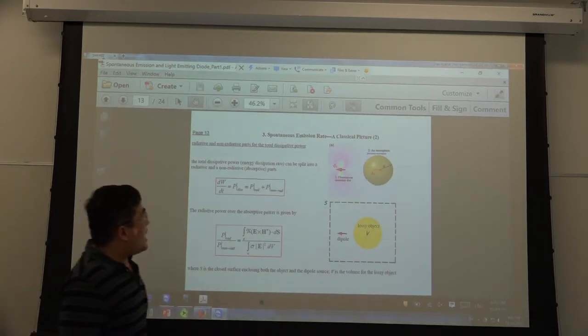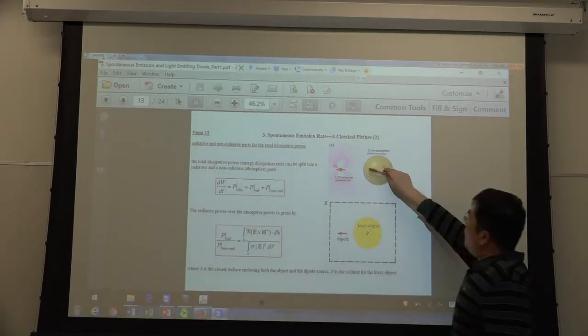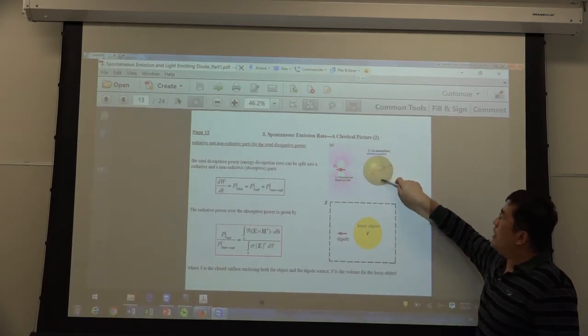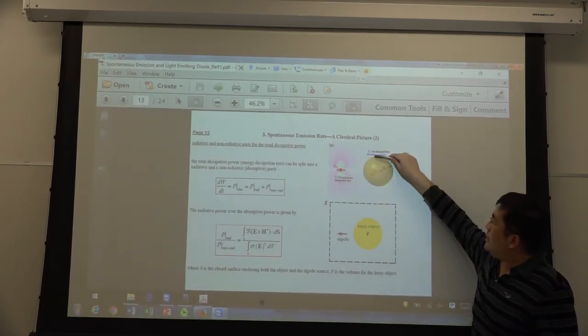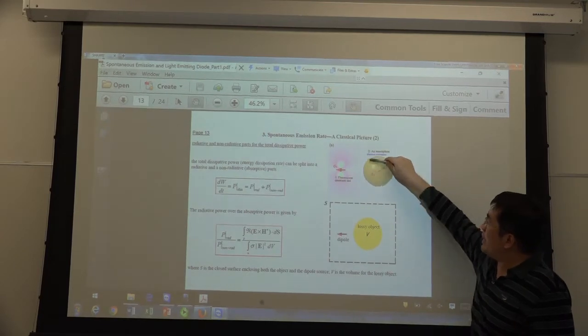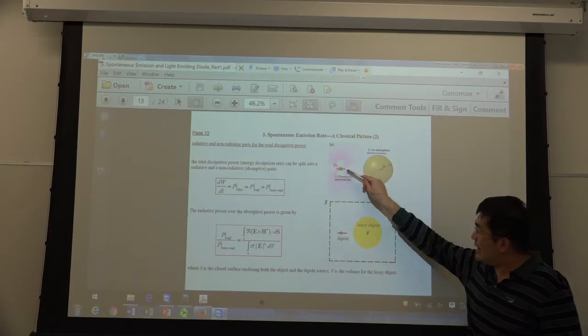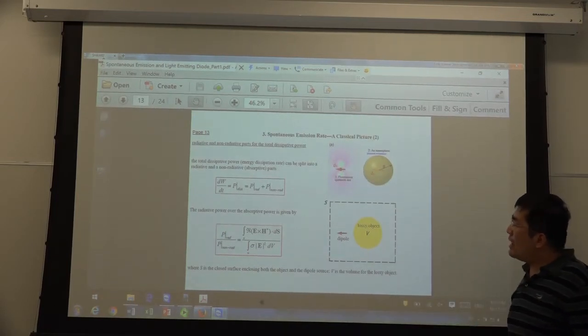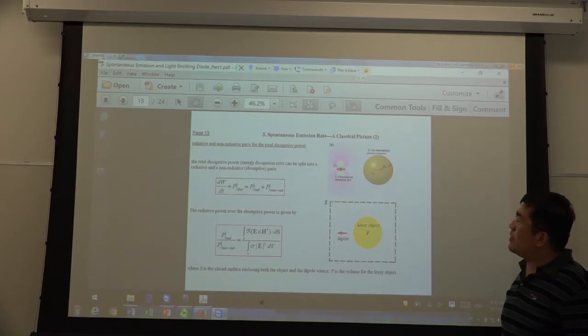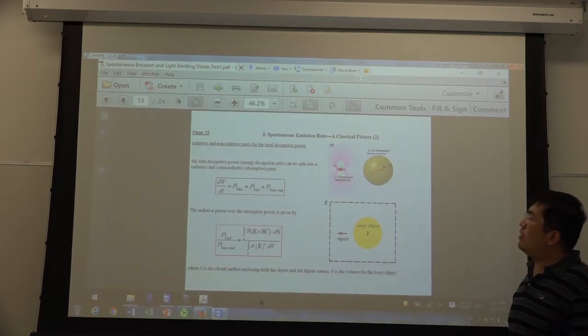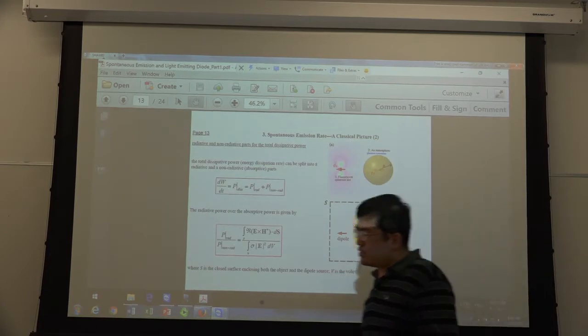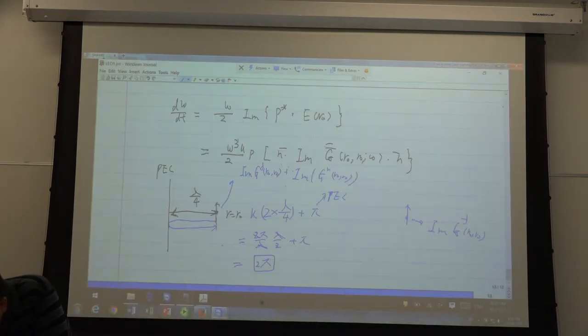So if there is a lossy material, I put a metallic nanosphere, and there is a dipole, then the metallic sphere has a plasmonic effect. It has plasmonic resonance, and it can also enhance the field here. But the field has two contributions. One is called the radiative part, another is called the non-radiative part.